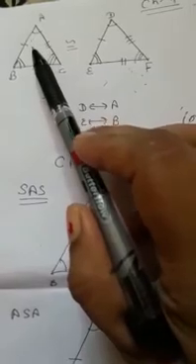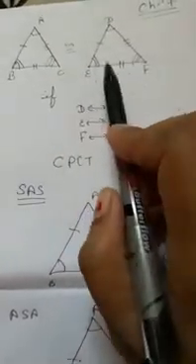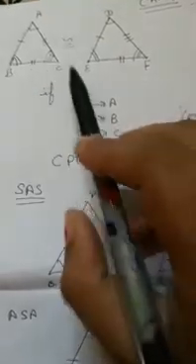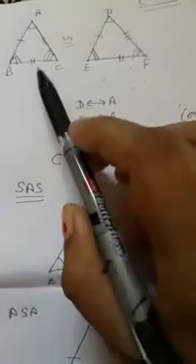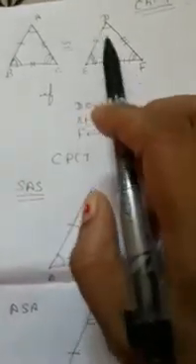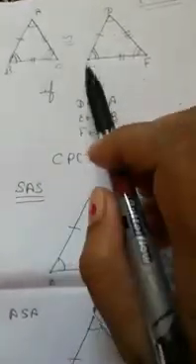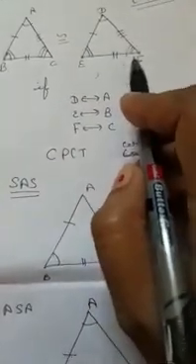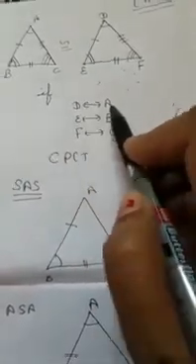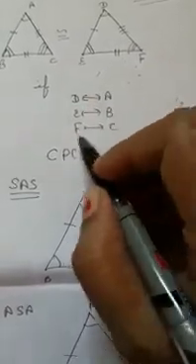For this, all the sides and all the angles should be equal, as AB equal to DE, BC is equal to EF, AC is equal to DF. Angle A is equal to angle D, angle B is equal to angle E, and angle C is equal to angle F. D point coincides with A, E with B, and F with C. Then we will say that these two triangles are congruent.